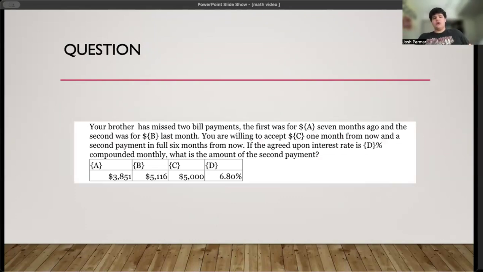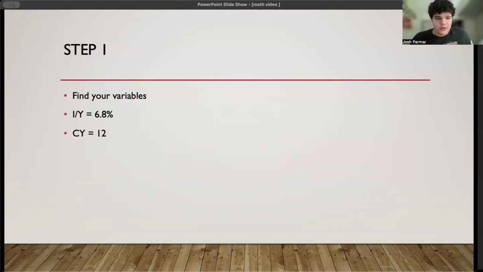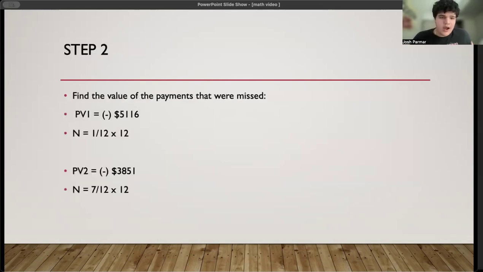All right. So our IY is our interest rate, and as you can see here, they give us that. That is 6.8%. And then our CY is how many times the interest is compounded. And here it gives us compounded monthly. So it's going to be 12, because there are 12 months in a year and it's monthly. So 12 times.